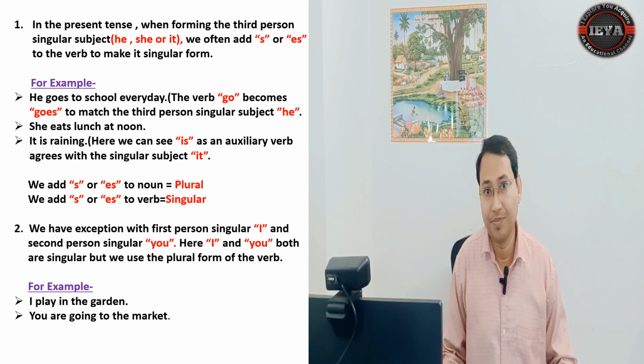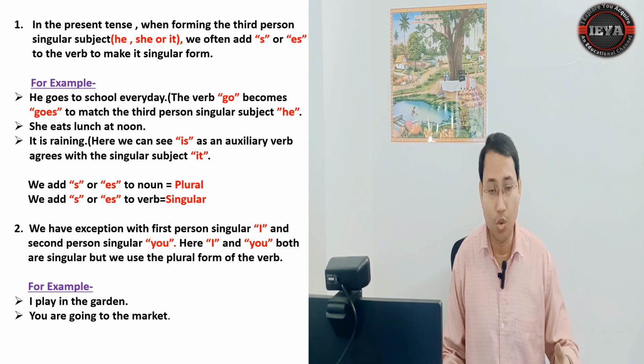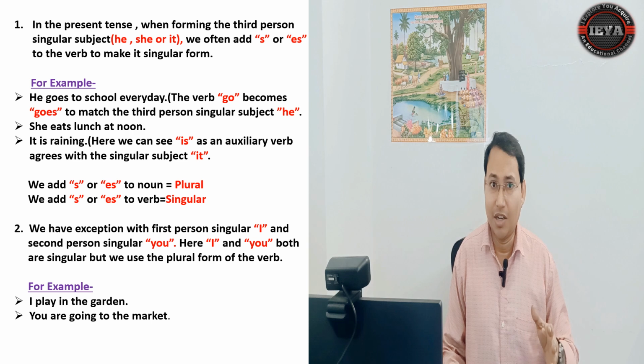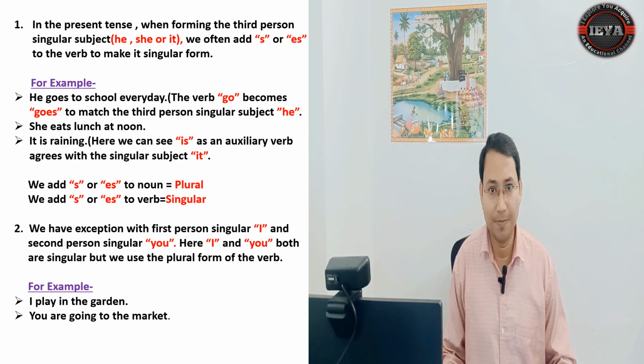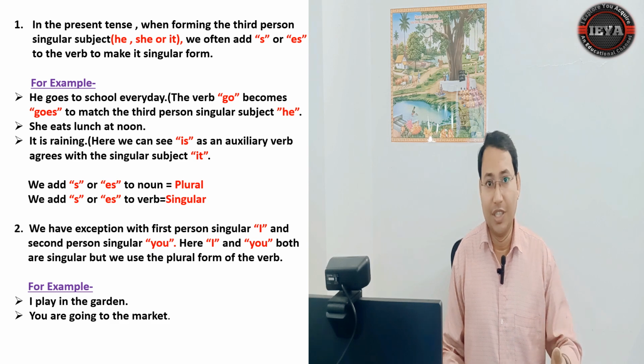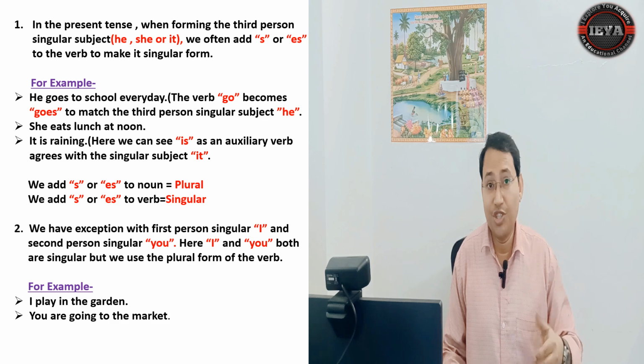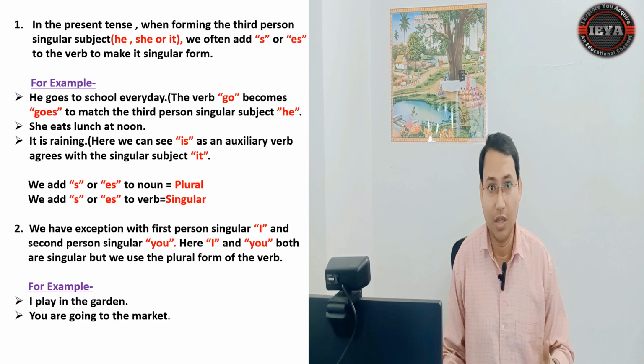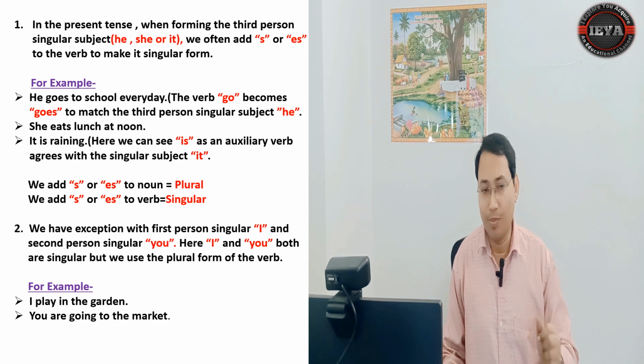For example, he goes to school every day. Here the verb go becomes goes to match the third person singular subject he. She eats lunch at noon. It is raining. Here we can see is as an auxiliary verb agrees with the third person singular subject it. You can see over here we add s or es to the verb to make it singular, but we generally know we add s or es to the noun to make it plural. So in the verb case it is quite opposite.